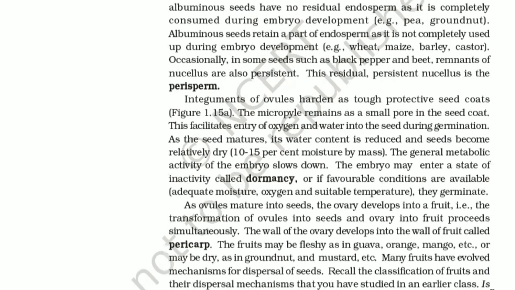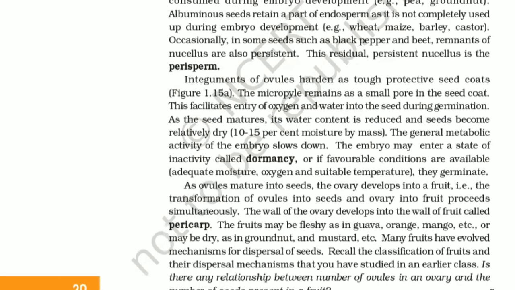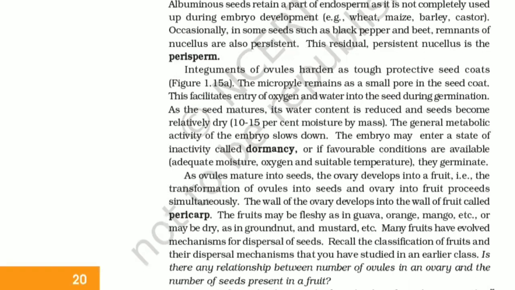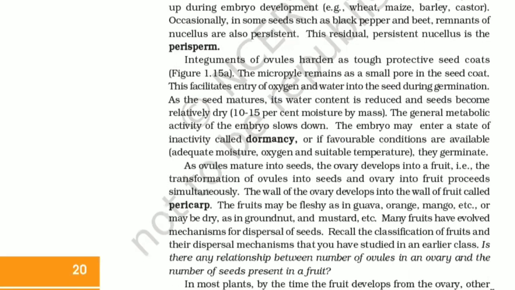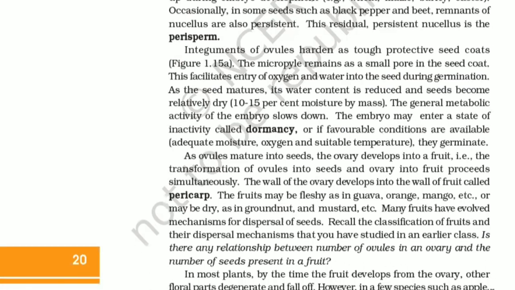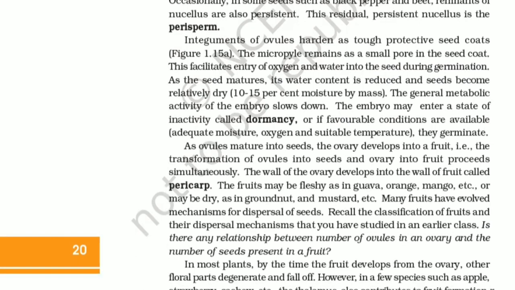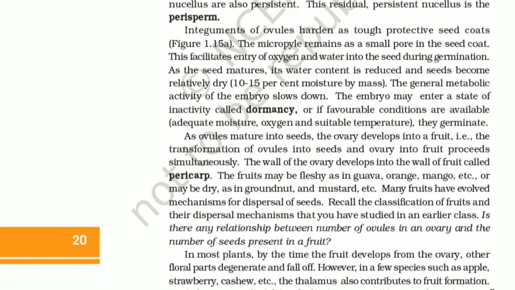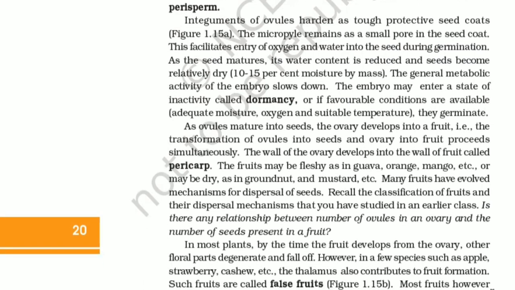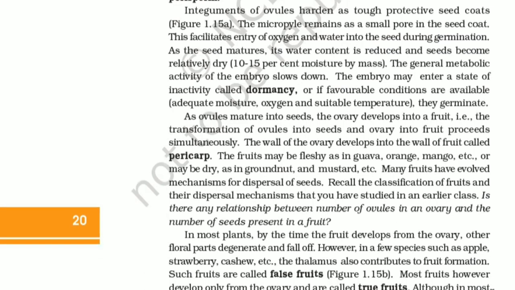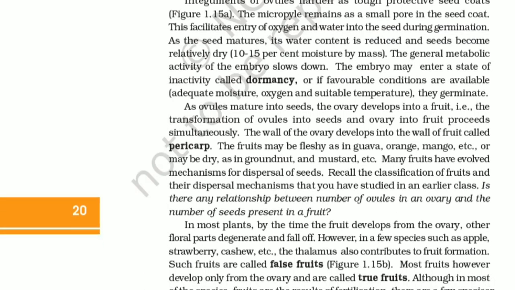Mature seeds may be non-albuminous or exalbuminous. Non-albuminous seeds have no residual endosperm as it is completely consumed during embryo development, for example, pea, groundnut. Albuminous seeds retain a part of endosperm as it is not completely used up during embryo development, for example, wheat, maize, barley, castor. Occasionally, in some seeds such as black pepper and beet, remnants of nucellus are also persistent. This residual persistent nucellus is called perisperm.